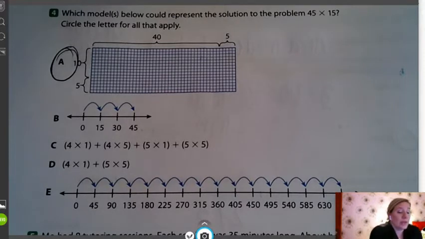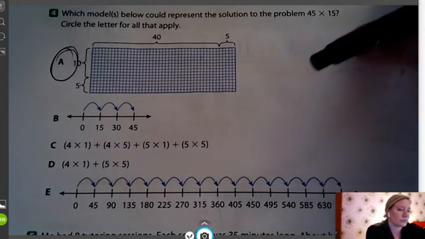B, they're showing a number line. They have the number line going by 15 and they have it stopping at 45. So in this case, this would not work because it's only showing 15 times 3. It's showing 15 as the skip counting and it's only going 3 spots as opposed to going 45 spots or 15 spots depending on your number.